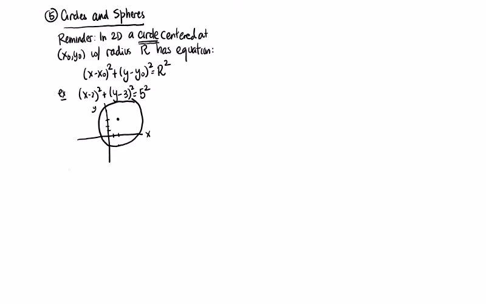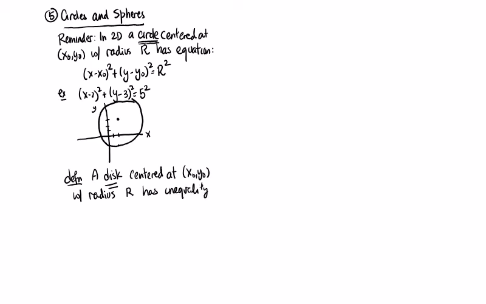This may not be a definition that you're used to. So a disk centered at x0, y0 with radius r has inequality (x minus x0) squared plus (y minus y0) squared less than or equal to r squared.